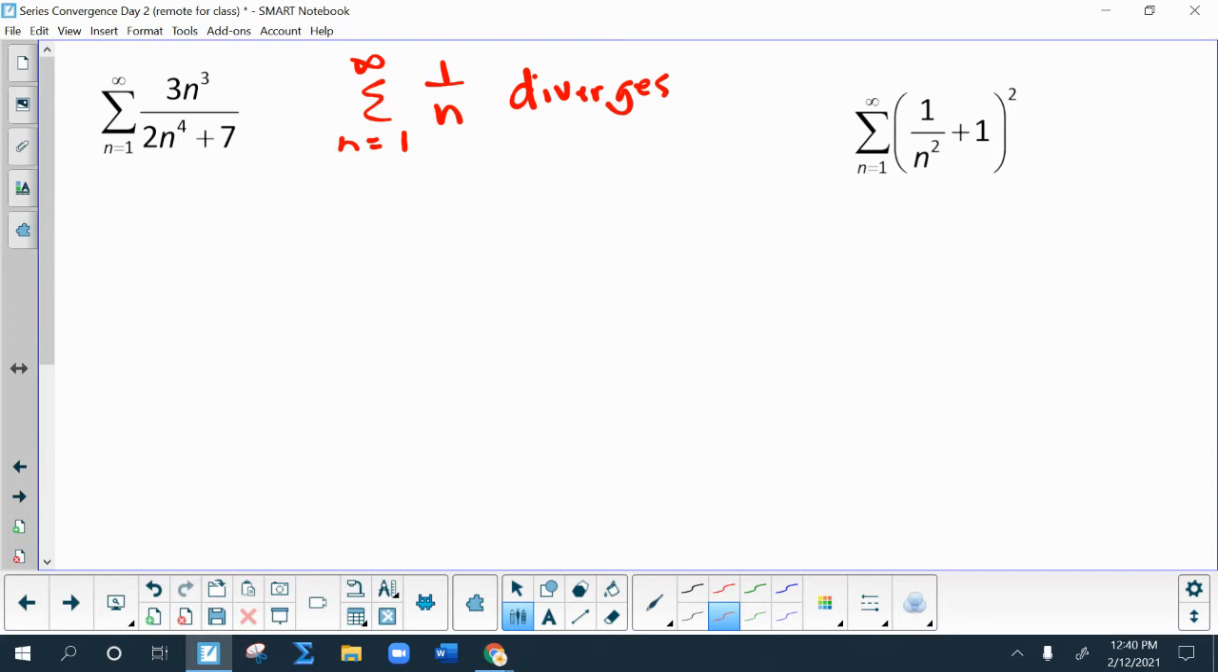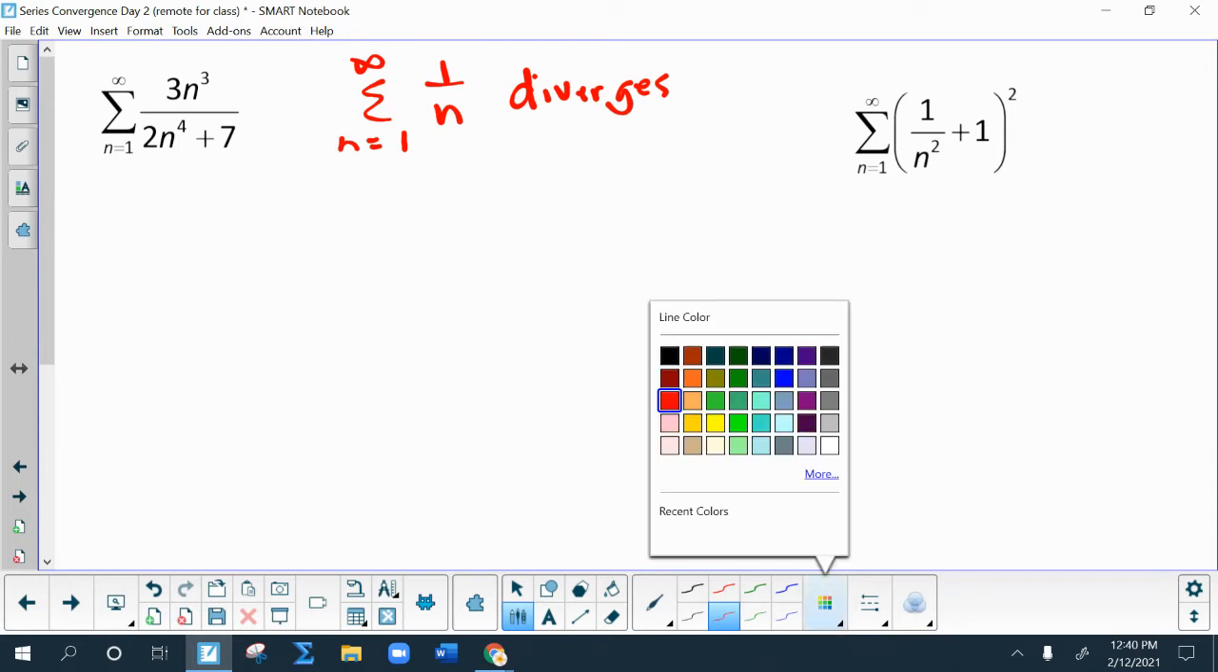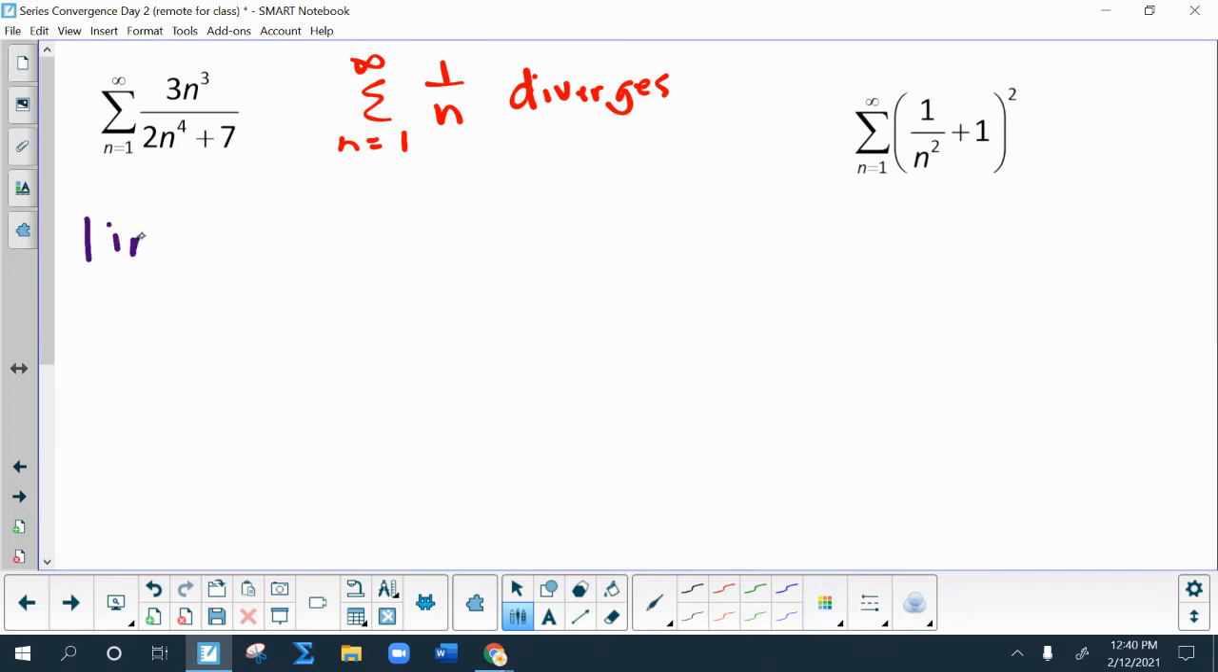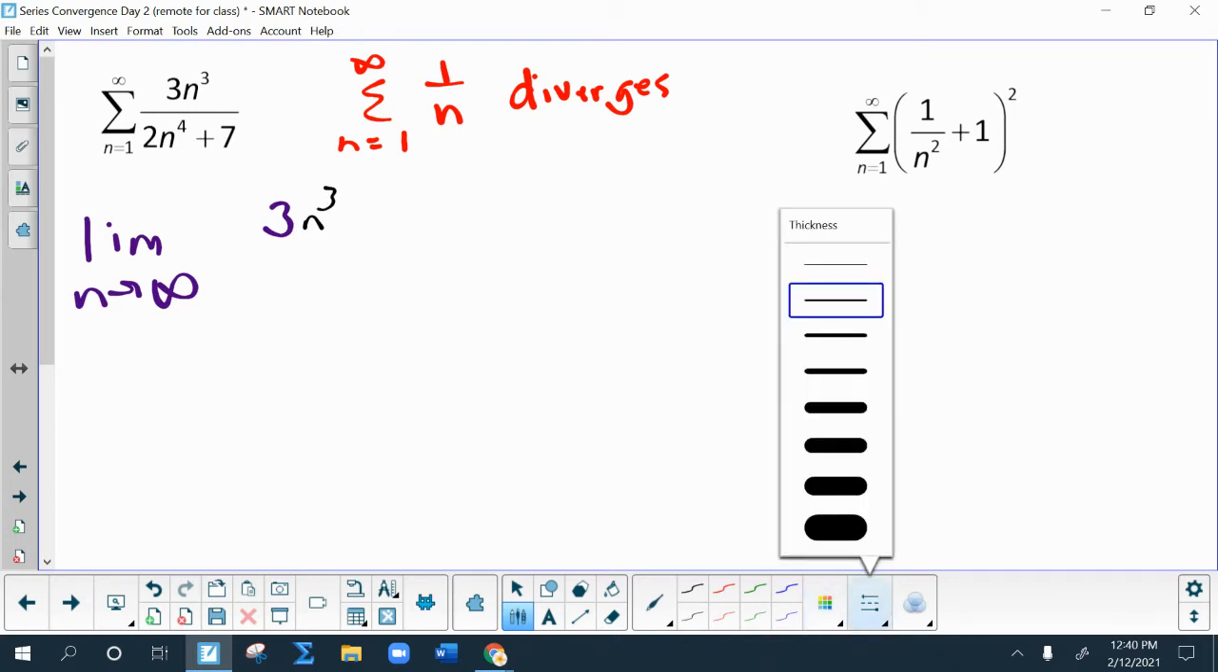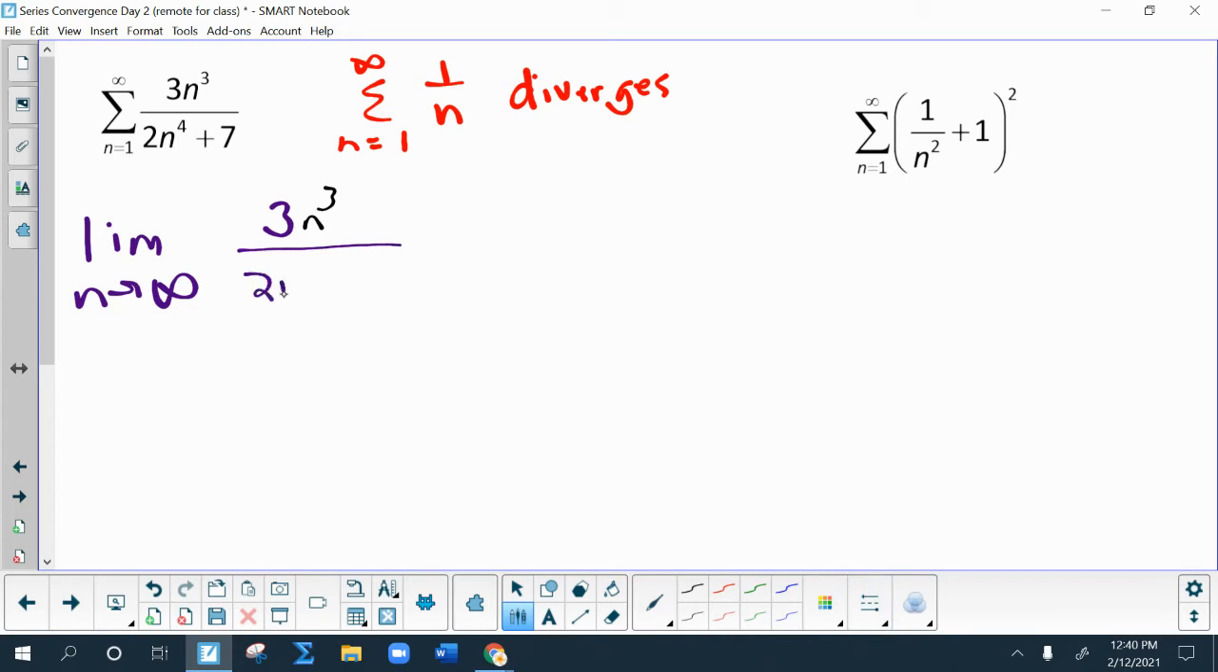This is not a good choice for direct comparison. That's really not going to work. This is going to need to be a limit comparison problem. So the limit as n goes to infinity, I'm going to compare it to 1 over n. I'll switch it up. So first problem, I did the new thing in the numerator. Now we'll put the new thing in the denominator.